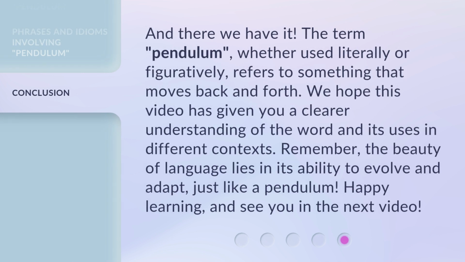And there we have it. The term pendulum, whether used literally or figuratively, refers to something that moves back and forth. We hope this video has given you a clearer understanding of the word and its uses in different contexts.